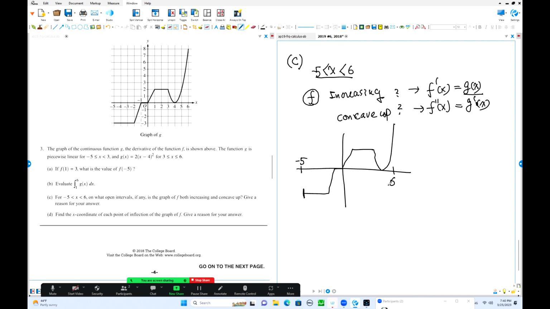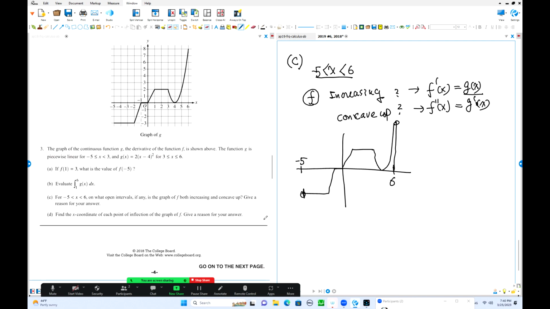Okay, on this one, negative 5 up to 6. They are all increasing. How do you think? Yes. How about this one? Actually, no, it's not increasing. So negative 5 up to 6. Okay.